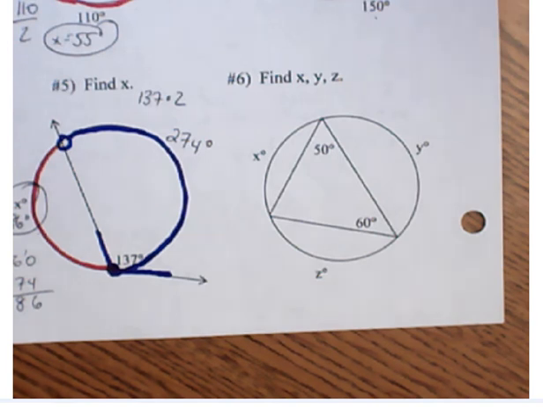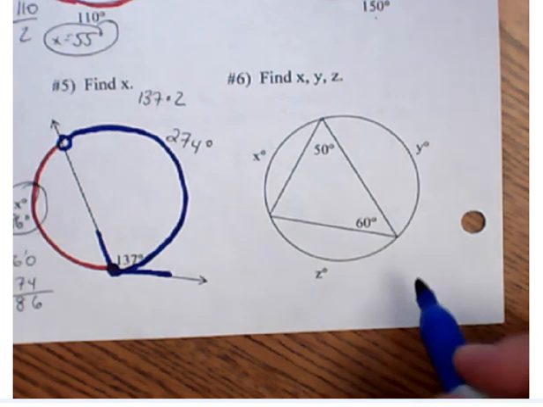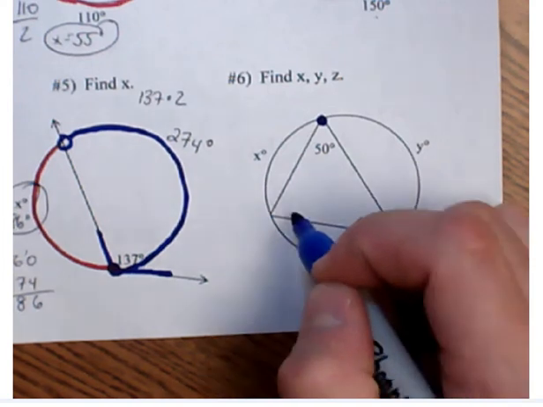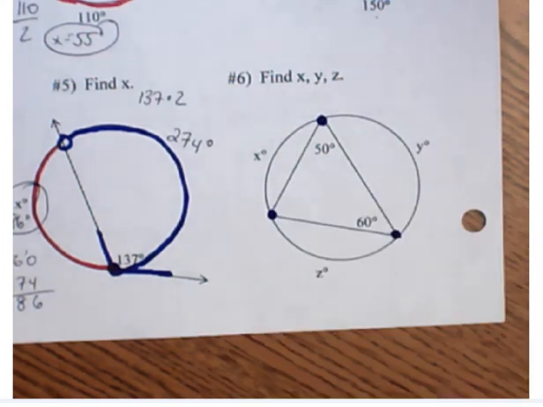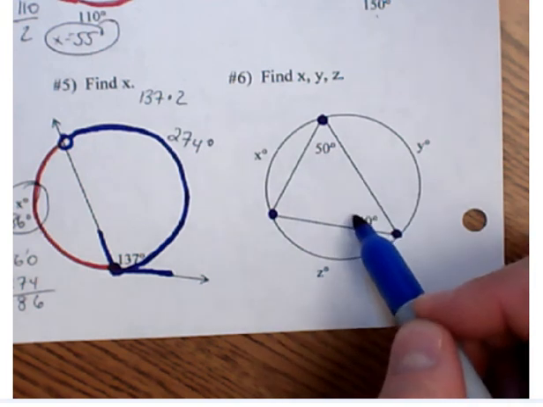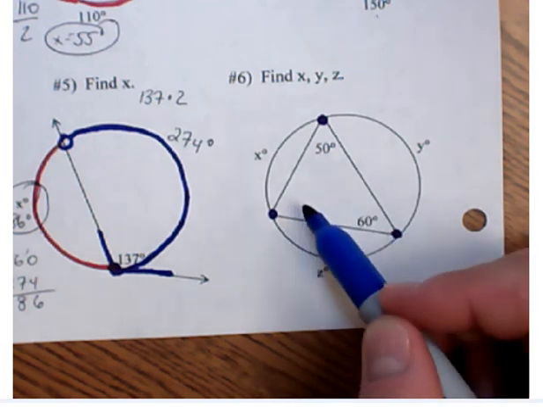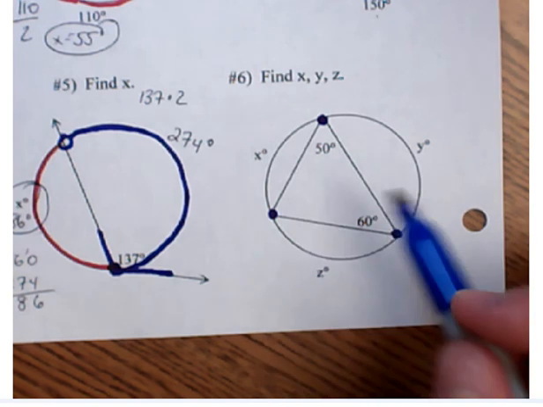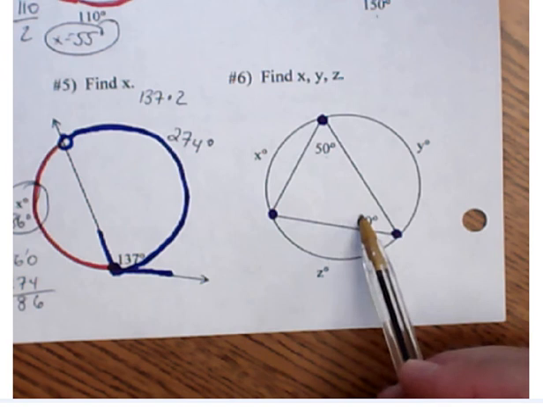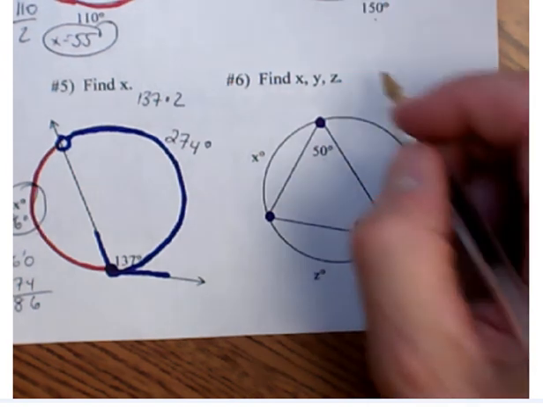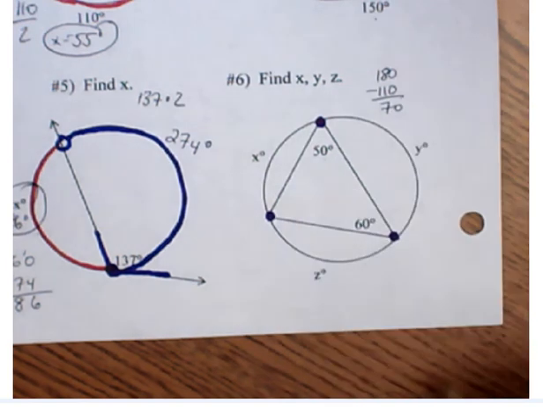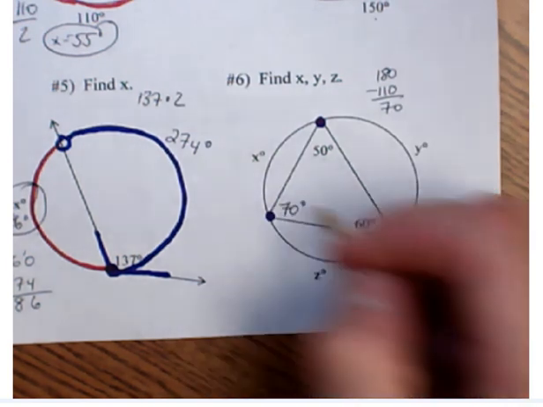You have a triangle inscribed in the circle. You have 50 degrees, we have 60 degrees, and we have a missing angle, which actually we can figure out because you know that all three angles of a triangle always add up to 180 degrees. The triangle is 180. So if you take 50 plus 60, that adds up to 110. If we do 180 minus 110, we'll get 70. So this is 70 degrees.